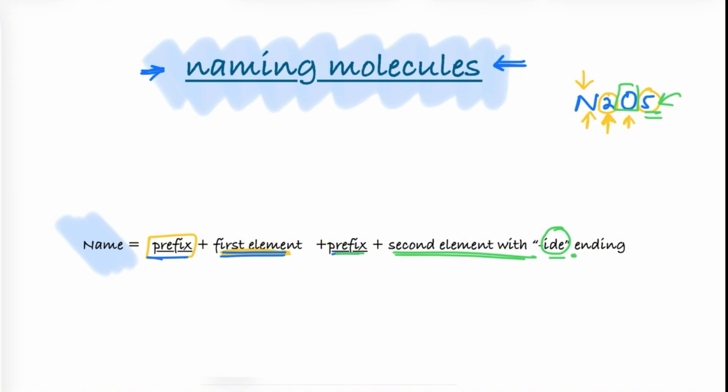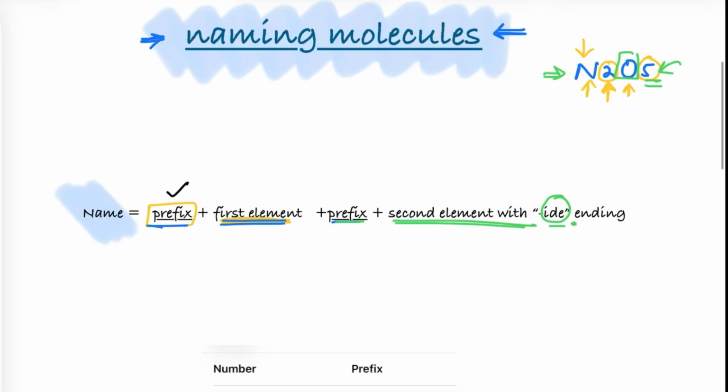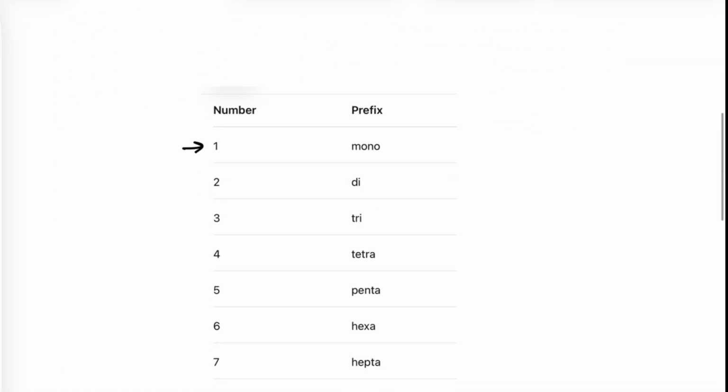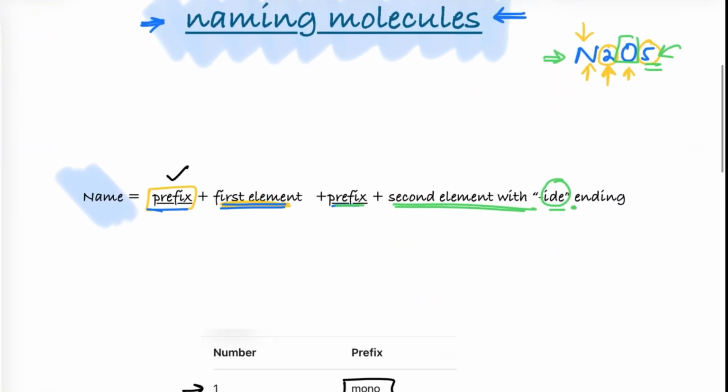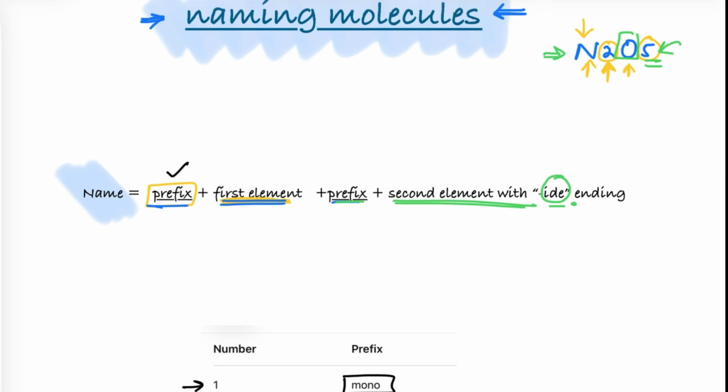So before naming these molecules, let's learn a little more about the prefixes. If we have one atom of any element, we call it mono. If we have two atoms, we call it di. 3 is called tri, 4 is called tetra, 5 penta, 6 hexa, 7 hepta, 8 octa, 9 nona, and 10 deca. You can take a screenshot as well. Okay, so now let's get back to the point.